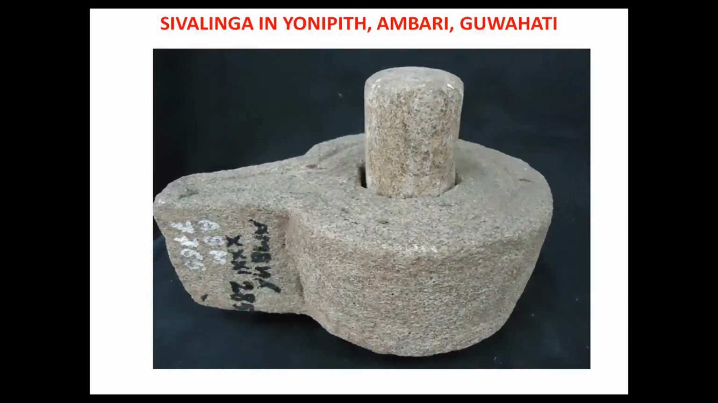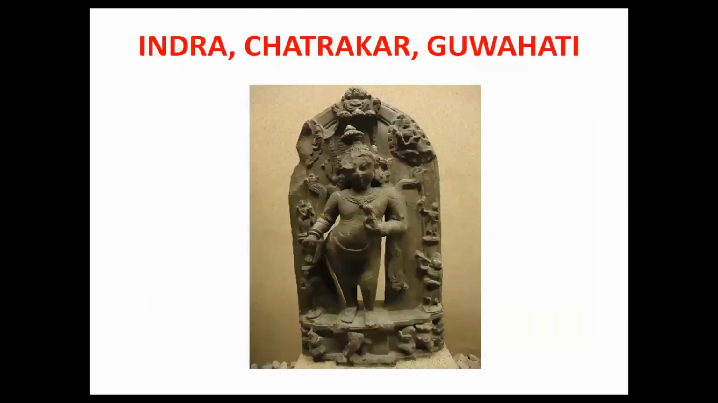Now, besides this, this is from the Gauhati area on a hill called Chatrakar, because it is shaped like an umbrella. That is, it's called Chatrakar Parbat. So this is a sculpture of Indra. Now, this is unusual. At present, this sculpture is in the Assam State Museum. It was recovered from the Chatrakar hill in Gauhati along with an image of Brahma, both of which are now in the museum.